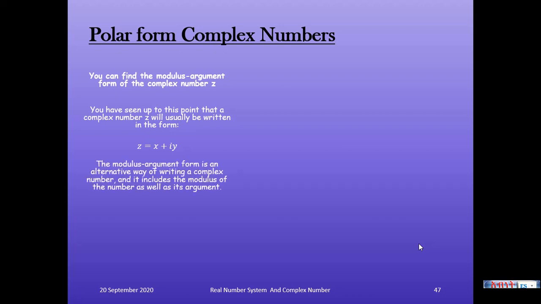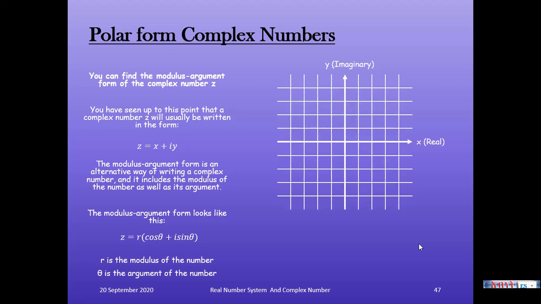Then the modulus argument form is an alternative way of writing a complex number. This alternative way of expressing the number includes the modulus of the number as well as its argument, meaning the angle formed between the imaginary and the real part. The modulus argument form looks like this. Now, in order to understand z equal to r times cos theta plus i sine theta, let us see the graphs.